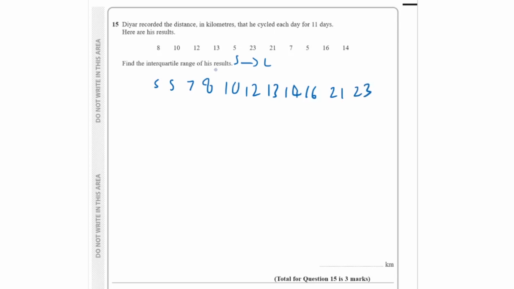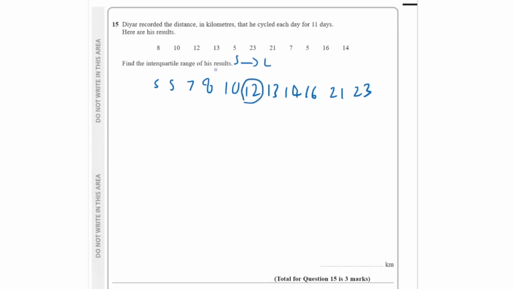Now, to find the interquartile range, first we have to find the median. The median is the middle. So we can see here we have 1, 2, 3, 4, 5, 6, 7, 8, 9, 10, 11. So that means 11 divided by 2 is 5.5. We round up. The sixth value will be the median. So 1, 2, 3, 4, 5, 6. So 12 is the median.